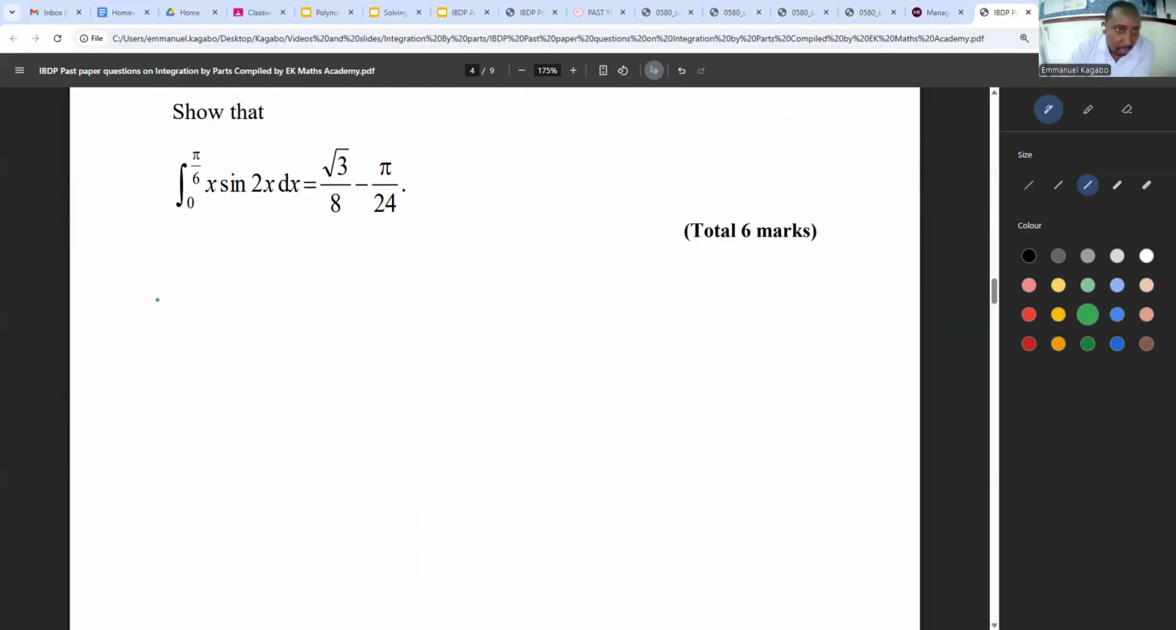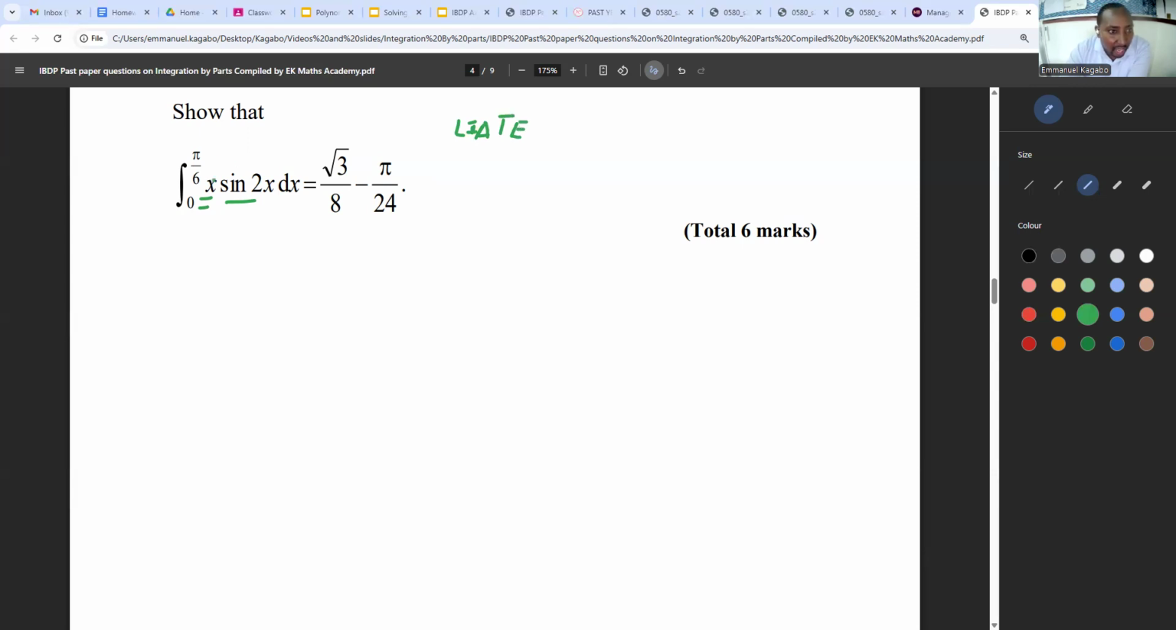Now, this is the question. Is this question by parts? I'm multiplying two functions, right? I'm multiplying two functions. And remember, react. Okay? This is I. Okay?